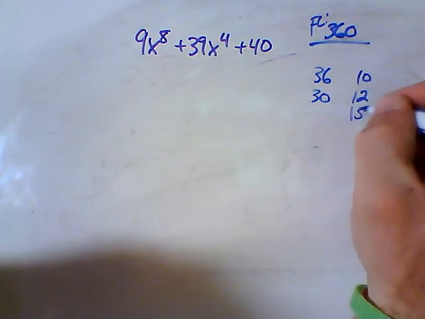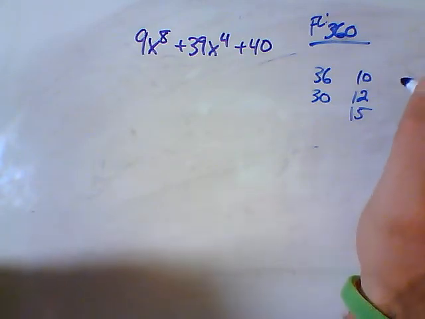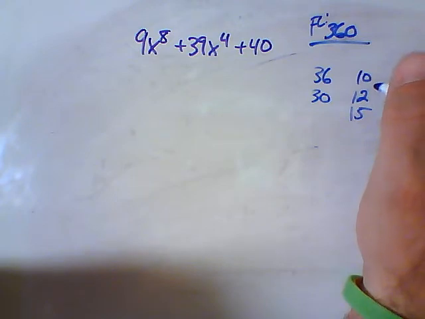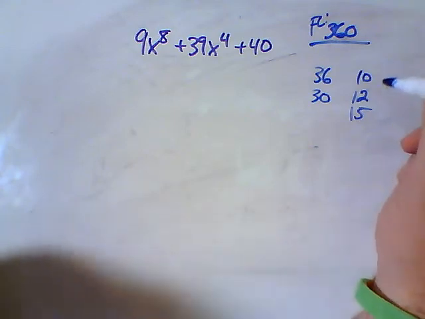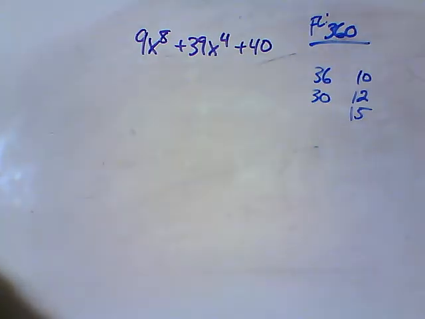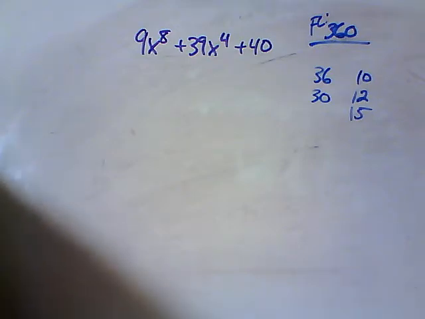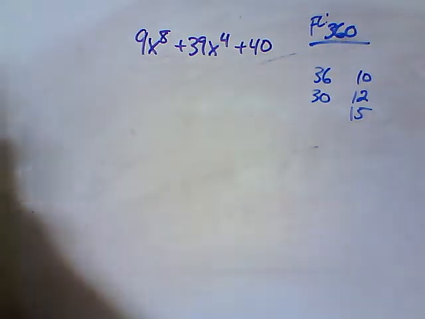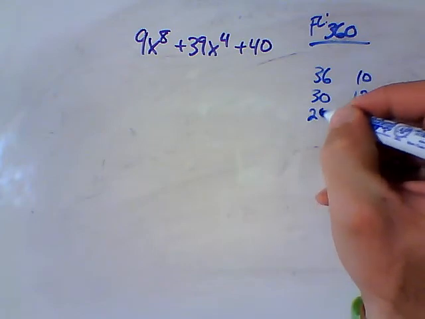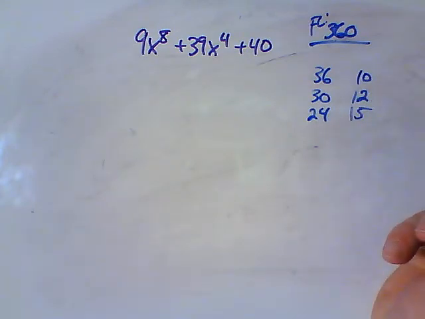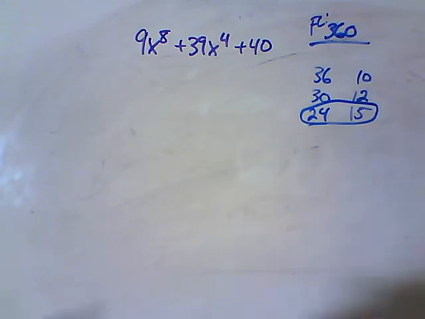What about 15? 15 goes into it. 5 and 24. That's 39. How about that?